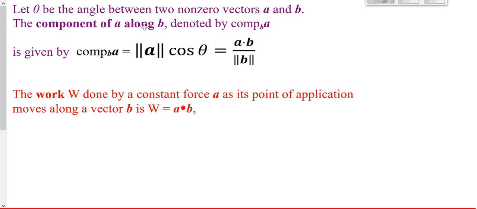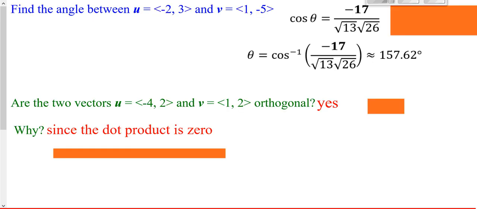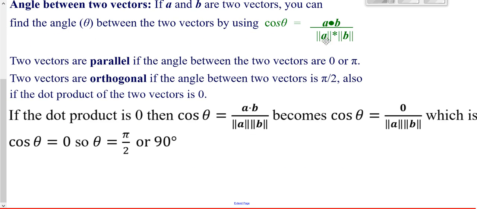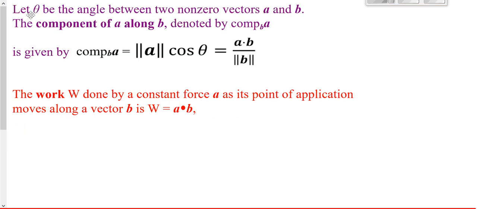Now, a variation of your angle between two vectors formula. Basically, if you take your angle between two vectors formula and multiply both sides by the magnitude of A, then you get your component of A along B, denoted as comp, for component, of subscript B with A. And that is this formula.